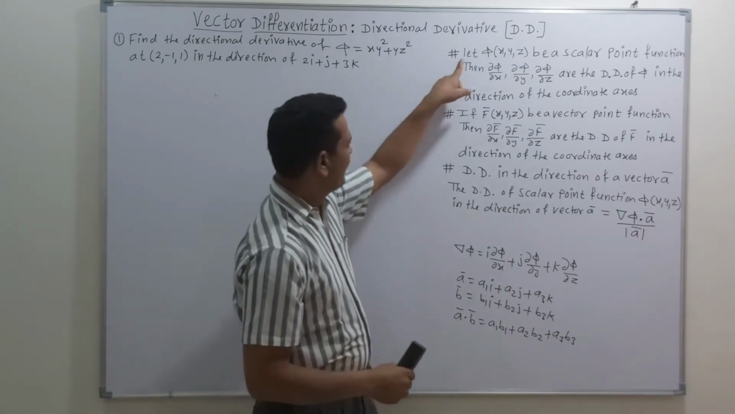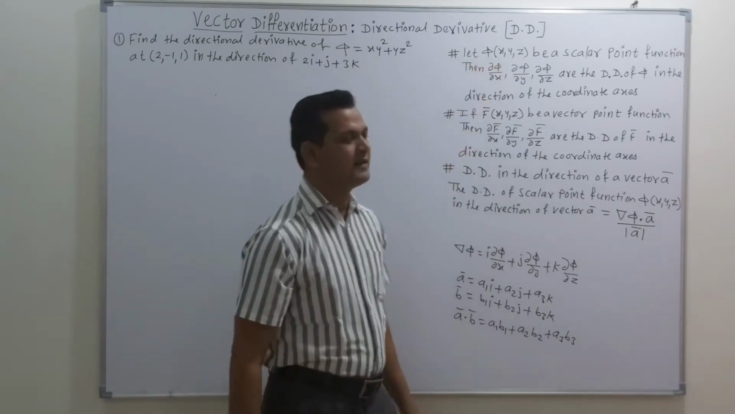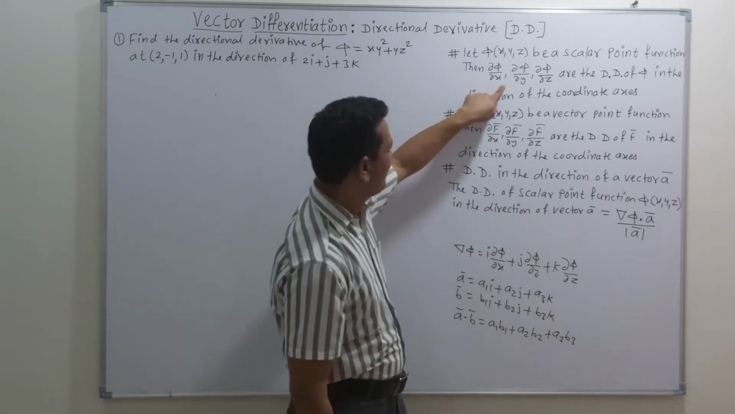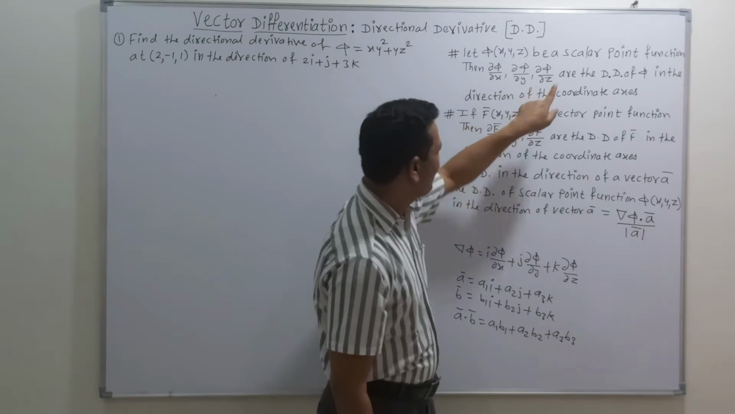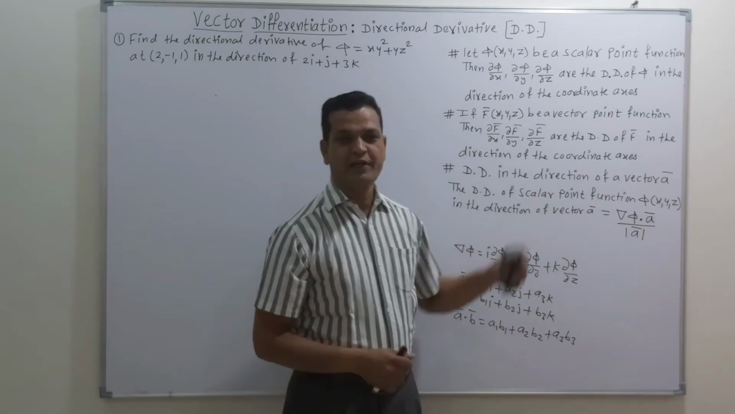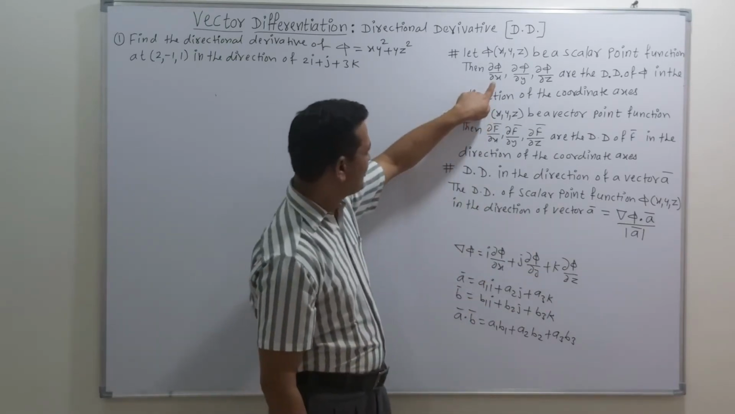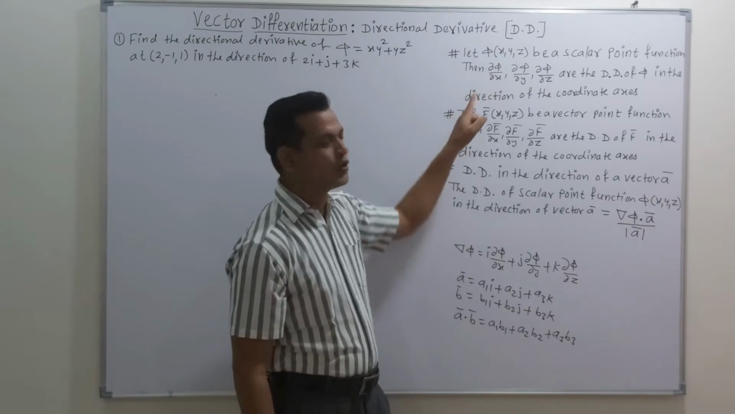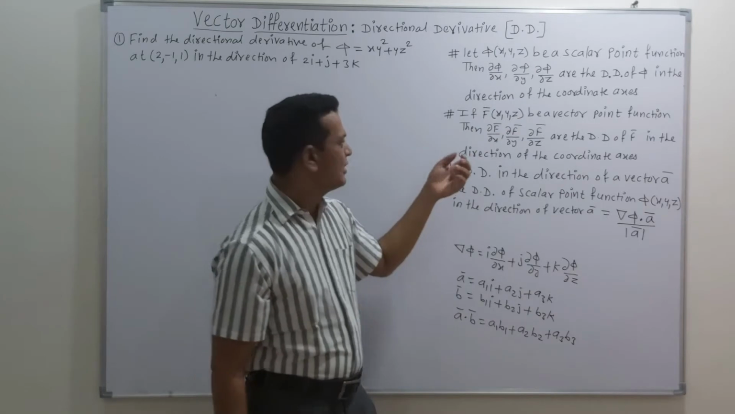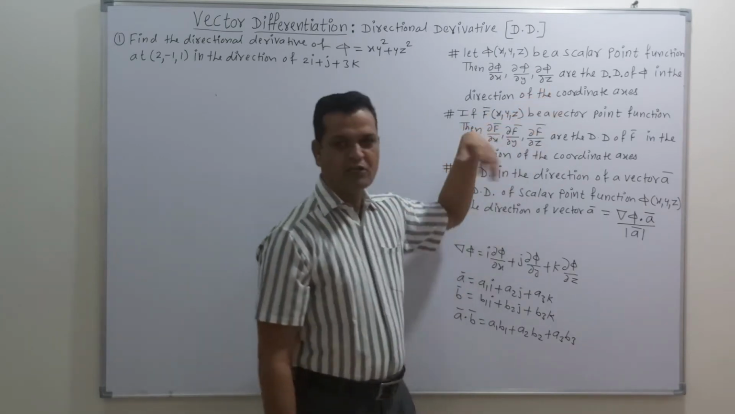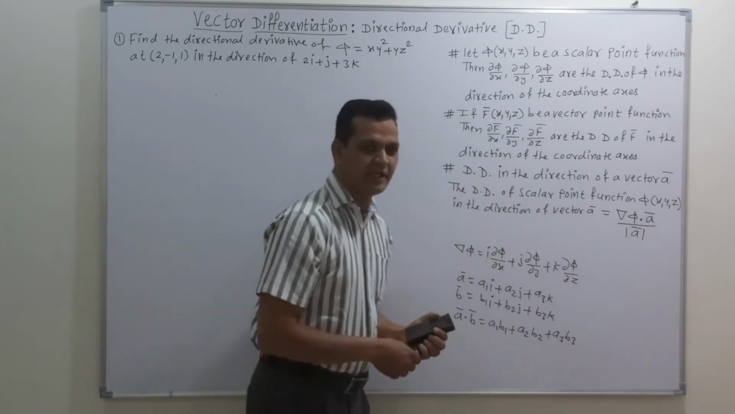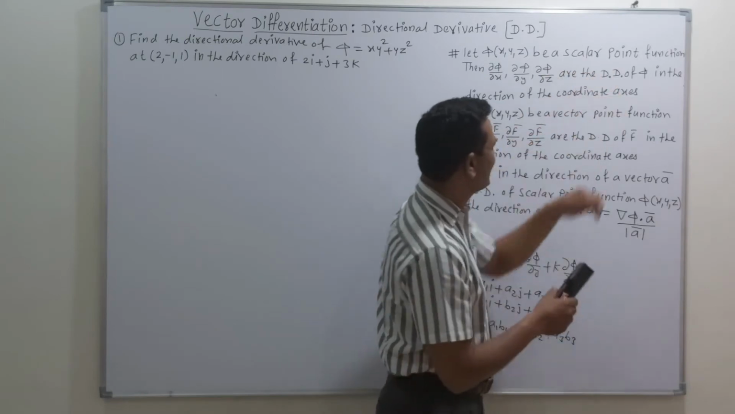Here, let the function phi of x, y, z be a scalar point function. Then the partial derivative of phi with respect to x, the partial derivative of phi with respect to y, and the partial derivative of phi with respect to z are the directional derivatives in the direction of the coordinate axes. That means the partial derivative of phi with respect to x denotes the directional derivative along the x axis, the partial derivative of phi with respect to y denotes the directional derivative along the y axis, and similarly the partial derivative of phi with respect to z denotes the directional derivative along the z axis.